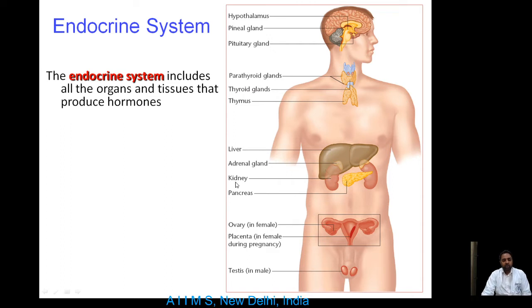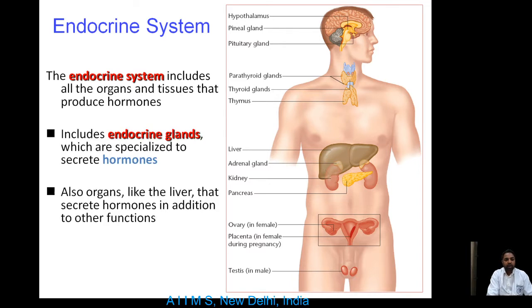Let's start. So what are endocrines? What are endocrines? So endocrines are the systems that include all the organs and the tissue that produce hormones. So okay, a bit of definition of endocrine. So before proceeding, there are three terms: endocrine, autocrine, and paracrine.